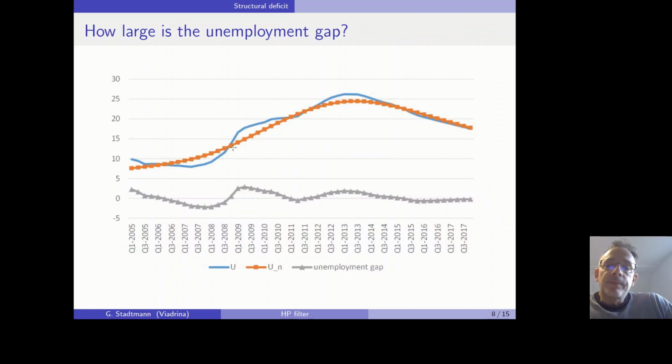So, in the following, I would like to examine and explain how we can measure the natural rate of unemployment, and how we can measure the unemployment gap. And here the HP filter plays a role.